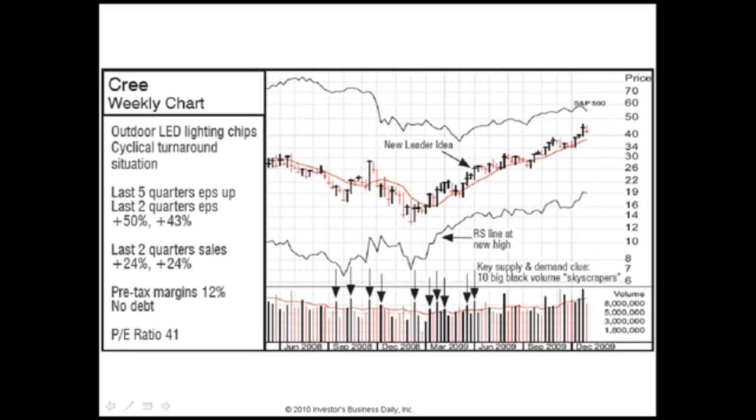CREE, C-R-E-E. Now, we don't normally like semiconductor stocks because they're twice as volatile as any of the others, and yet this one was acting better than any of the other ones coming off the bottom, and it had actual earnings. The last 5 quarters were up. Last 2 quarters were 50%, 43%. Sales were up 24%. Pre-tax margin was 12. PE, again, was very high. It was 41. But notice the relative strength is making a new high just a few weeks even before the stock breaks out of its area.